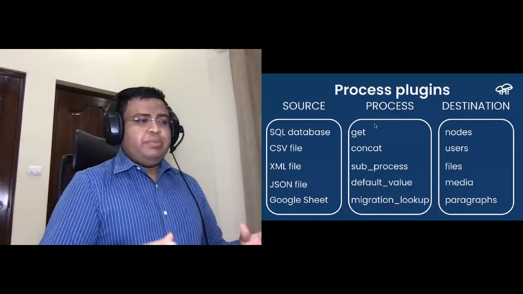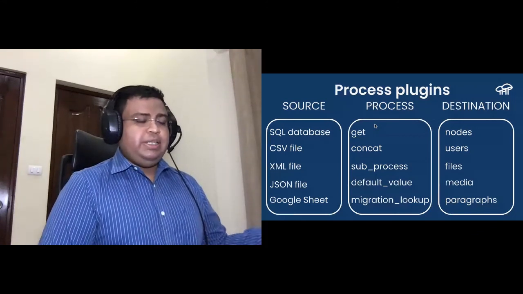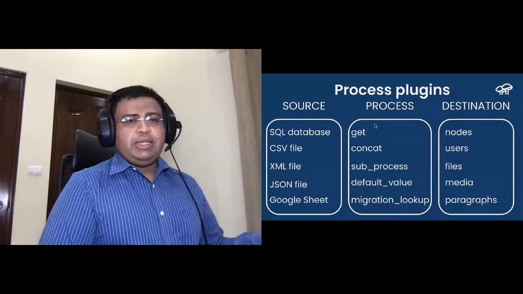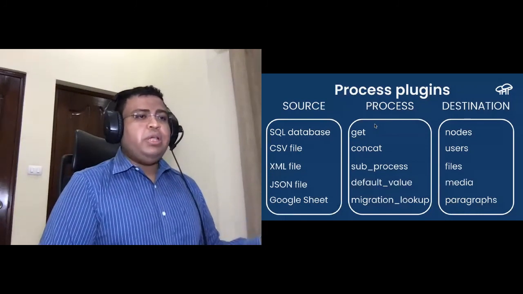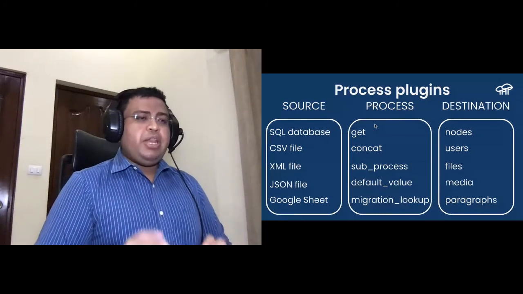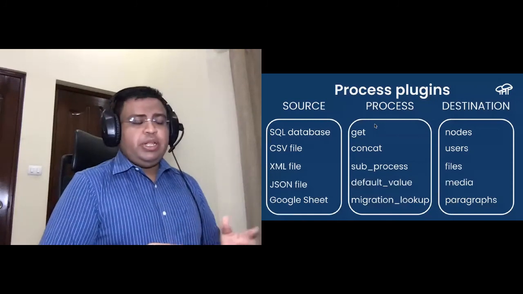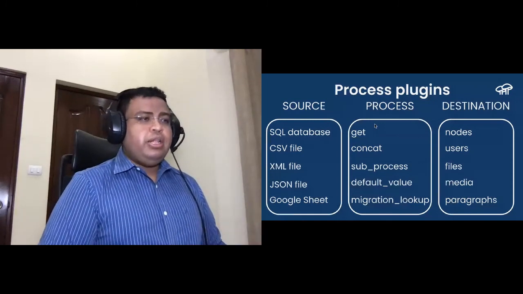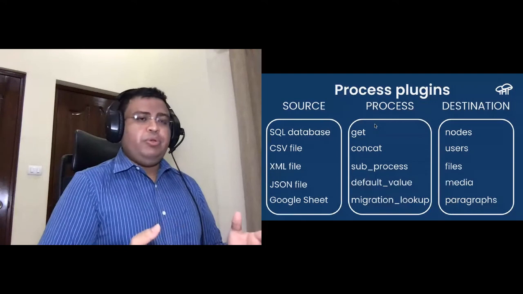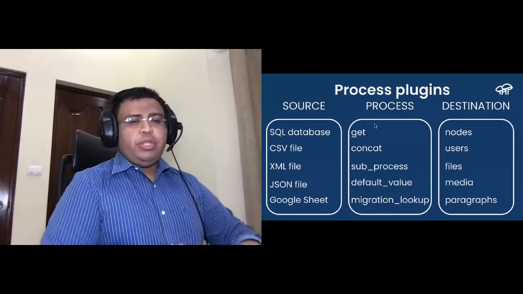So this is a very simple example of a transformation that you want to do. Let's say that you have a CSV file with first name and last name as separate columns, and in your destination, you have a node and you have a name field, but you want to put them together. So there is a process plugin that we're going to see an example of later that is going to be able to put them together and go from source to process to destination and follow that workflow.